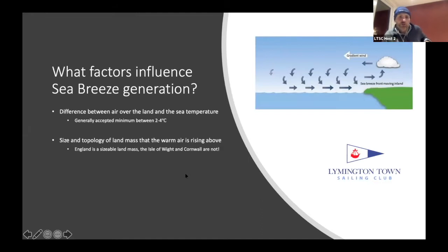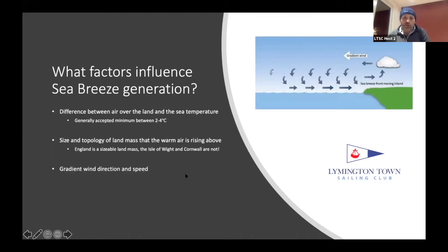And to give you some relatives on that, England is a sizable landmass. The Isle of Wight is not, and Cornwall is not, nor is Auckland, New Zealand, where that's sited. Those are not sizable land masses. They're quite skinny, and that has a bearing, which I'll demonstrate to you in a minute.